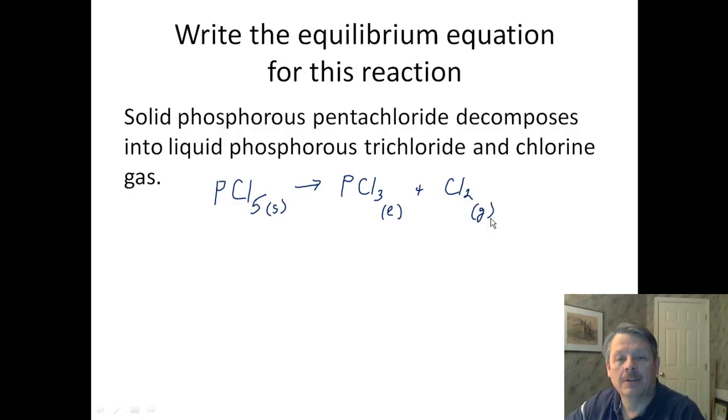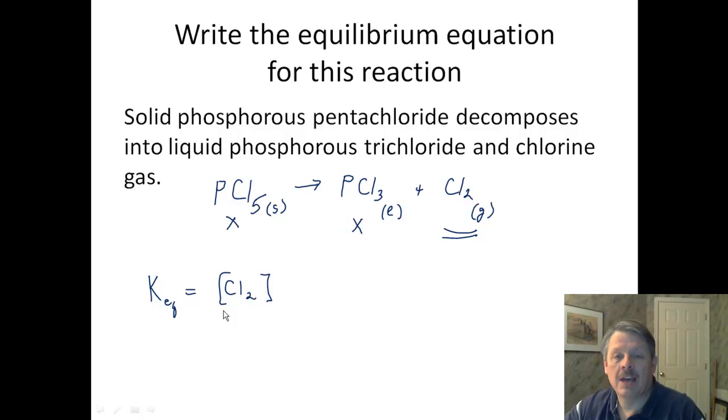I'm balanced. Now, I notice that my PCl5 is solid, so I ignore it. And I notice my PCl3 is liquid, so I ignore it. The only thing I worry about are gases and aqueous substances. So all I have left is this. So my equilibrium constant is extremely easy because it is just the concentration of Cl2, because that's the only one that's a gas.